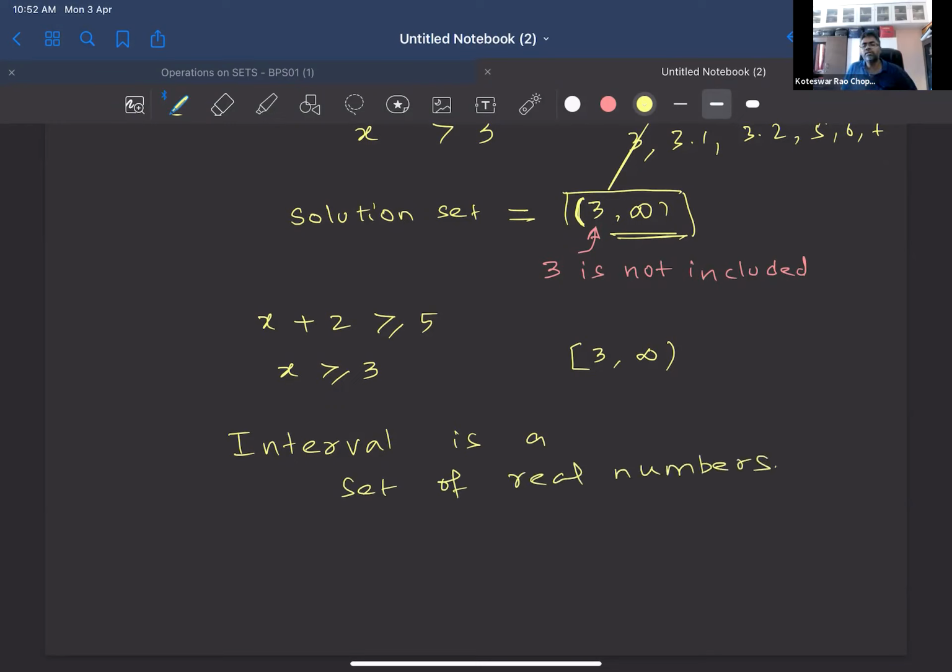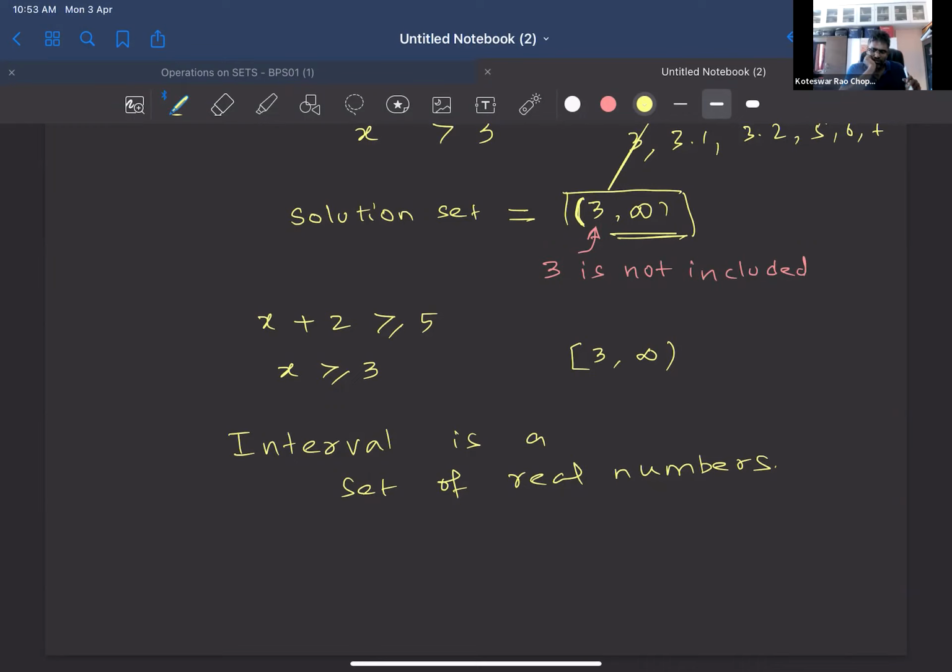You always take the help of two numbers. Anytime you have an interval, there are always two numbers, the beginning number and the end number. Then there are four possibilities: whether to include the beginning number or not, and whether to include the end number or not. After that, all the numbers in between those two numbers are definitely included. You get this idea? I hope it is clear.